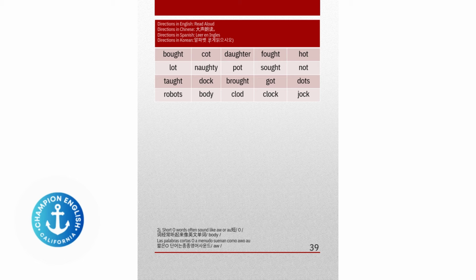Caught, daughter, fought, hot, lot, naughty, pot, sought, not, taught, dock, brought, got, dots, robots, body, clawed, clock, and jock. Okay, students, good job. So just remember that the aw also sounds like the au in daughter. It's the exact same sound. Aw, daw. Okay, aw, taught.